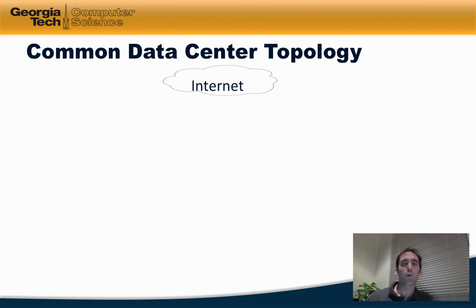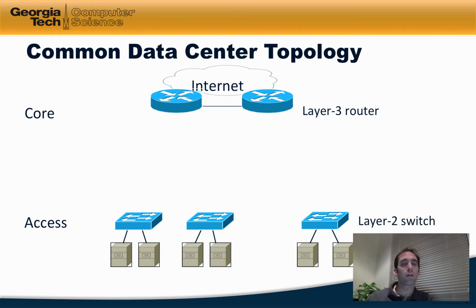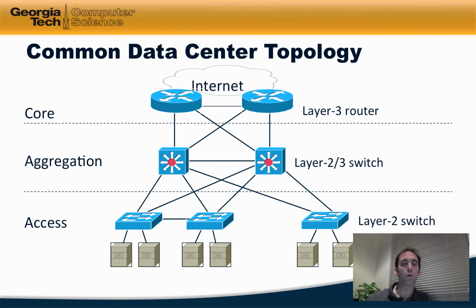Before we talk about the role of software-defined networking in data centers, let's look at a conventional data center topology as they existed before software-defined networking. In a conventional data center topology, the core of the data center was connected to the internet with layer 3 routers. The servers at the edge of the data center were connected to one another with layer 2 switches, and this access layer was connected to the core with aggregation switches.